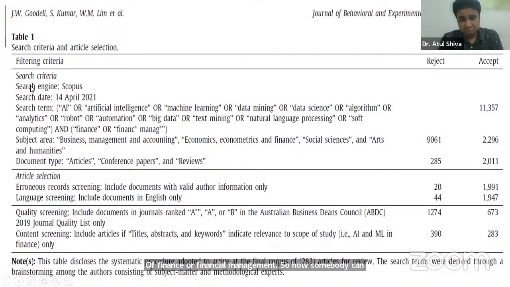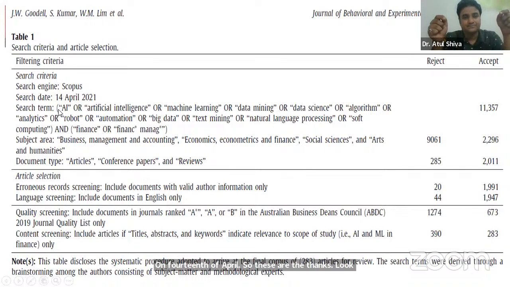They have given the filtering criteria that they have selected only the Scopus database. Because if they had gone for Web of Science, they could have searched only a few papers from impact factor journals, but journals without an impact factor might be Scopus indexed. So they have done a bigger search on Scopus on 14th of April. So these are the things.